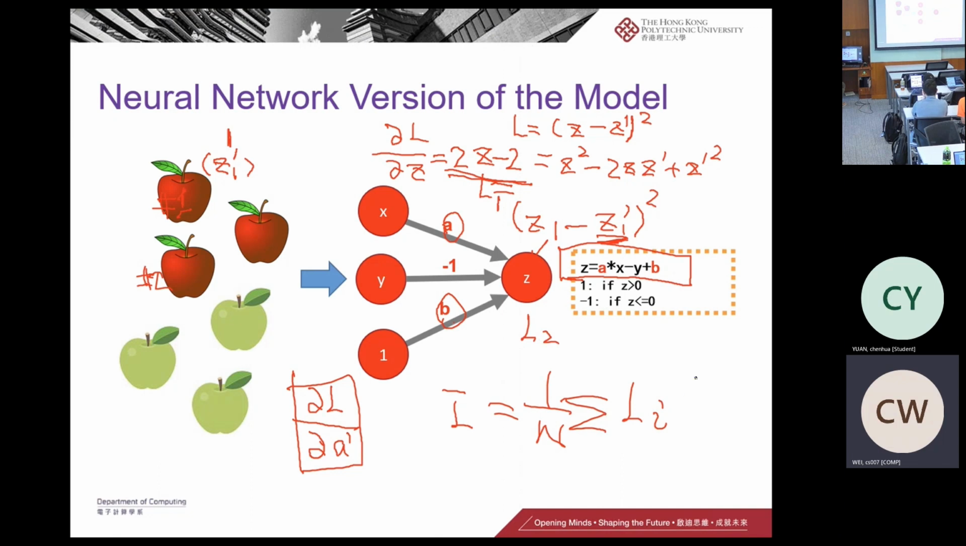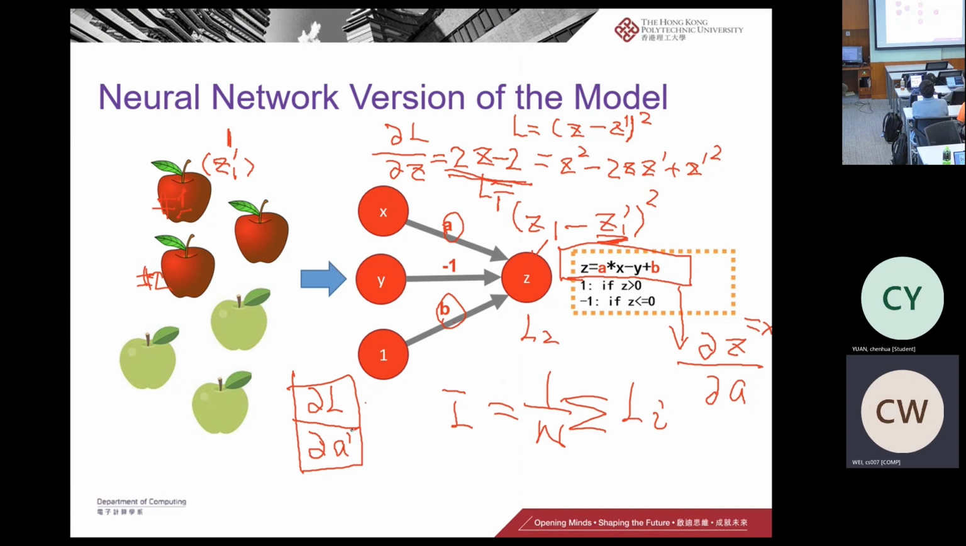So in that case, from here we could calculate the gradients of Z over A, right? What's that? Oh, it's easy. It's just X. And you can do the same for B. It's just 1.